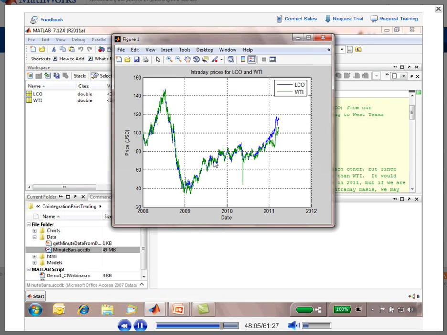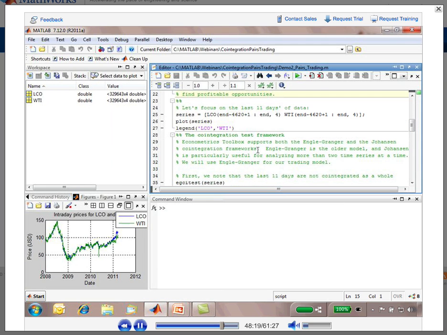One could hypothesize that these two will then revert back to each other and continue to track, if you believe that's the case, but there may be economic situations that are driving the divergence of these two. So what we really want to do is test this time series for co-integration. We're going to look at the past 11 days in this most recent divergence to see if they're co-integrated.